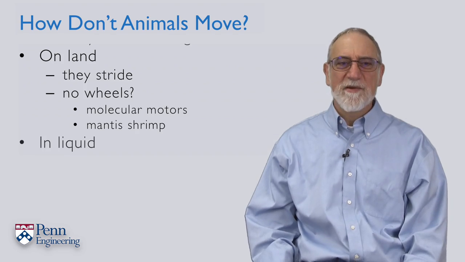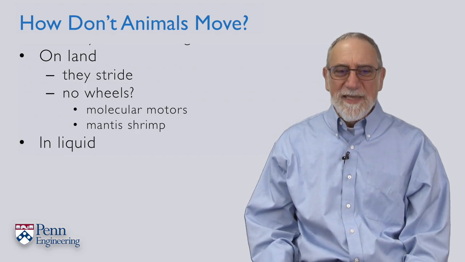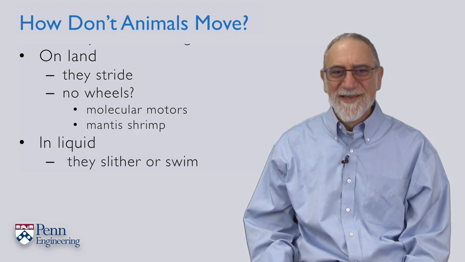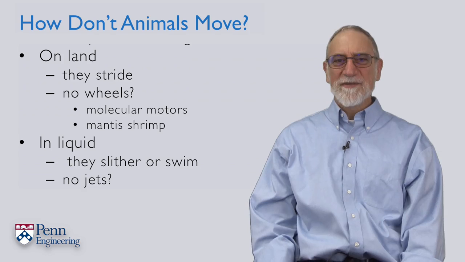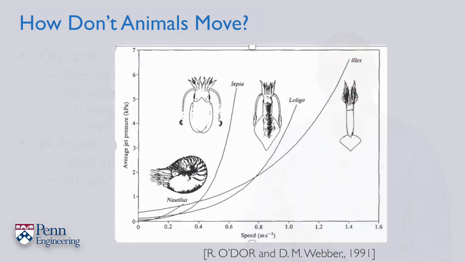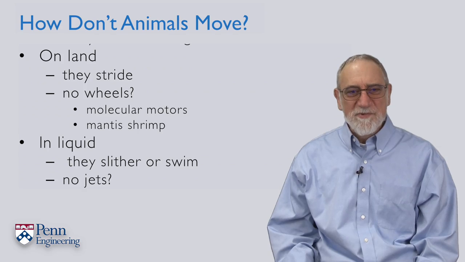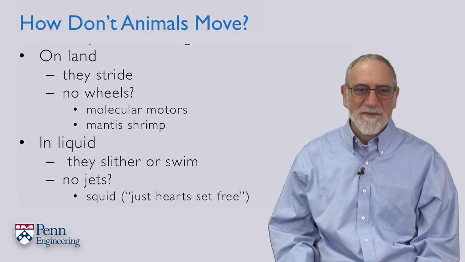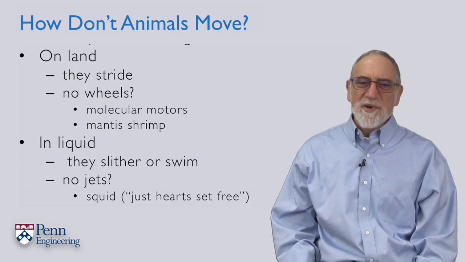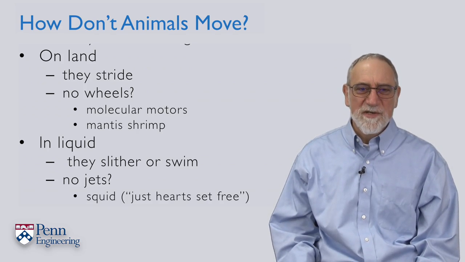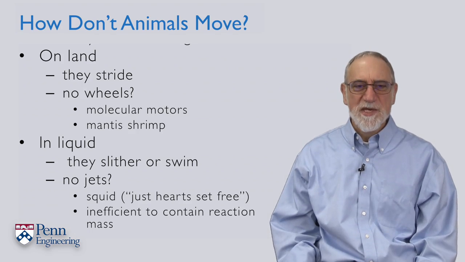How about in liquid? How do animals move in liquid? In liquid, they slither or they swim. They don't have jets? Well, sure, they have jets. Scientists, biologists have been looking at squids for decades and trying to understand the nature of the jet propulsion that allows the squids to whoosh through the seas. They think of the squids as just hearts set free. But jet propulsion turns out to be very, very inefficient. It's very inefficient to contain the reaction mass.